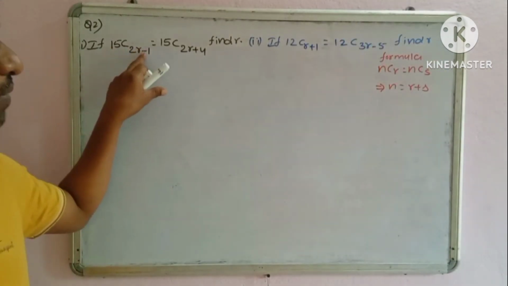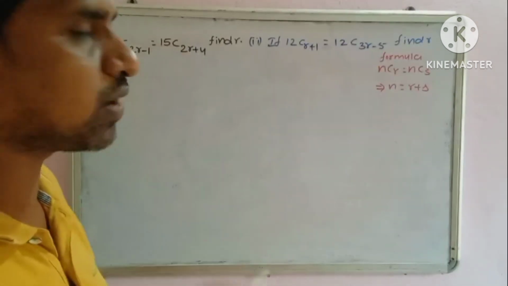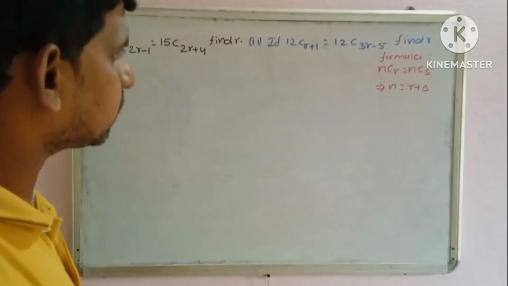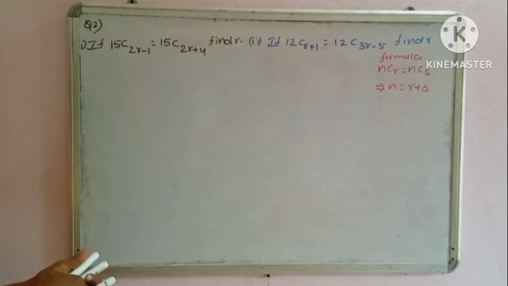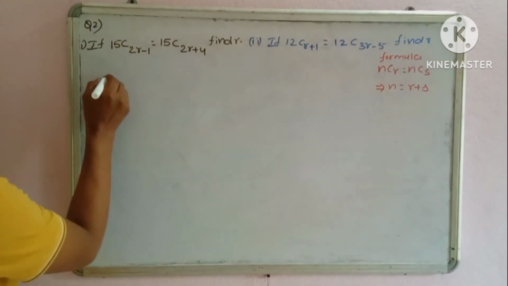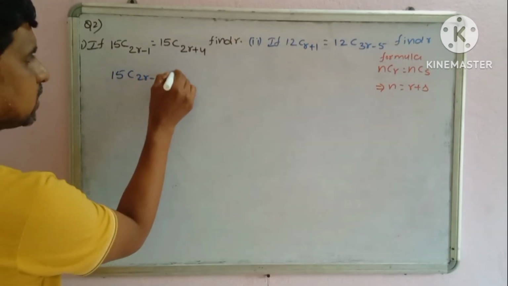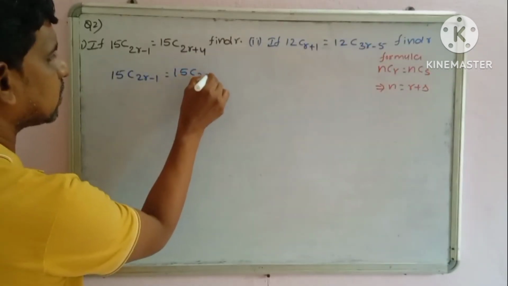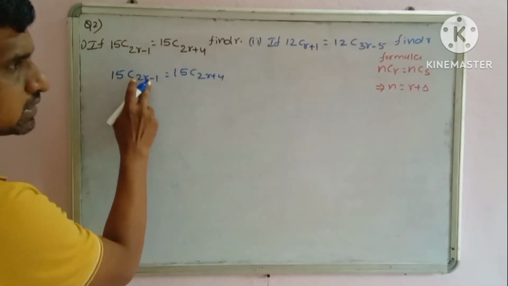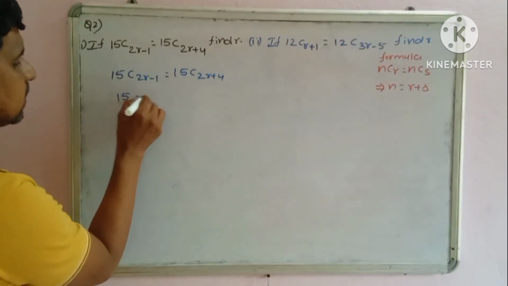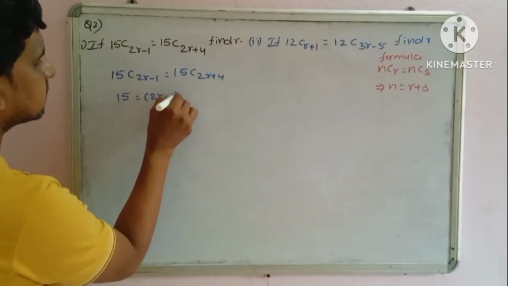So it is in the form of nCr equals nCs. Then n equals r plus s. That means, see the question, 15C(r minus 1) equals 15C(r plus 4). So nCr equals nCs, then n equals r plus s.